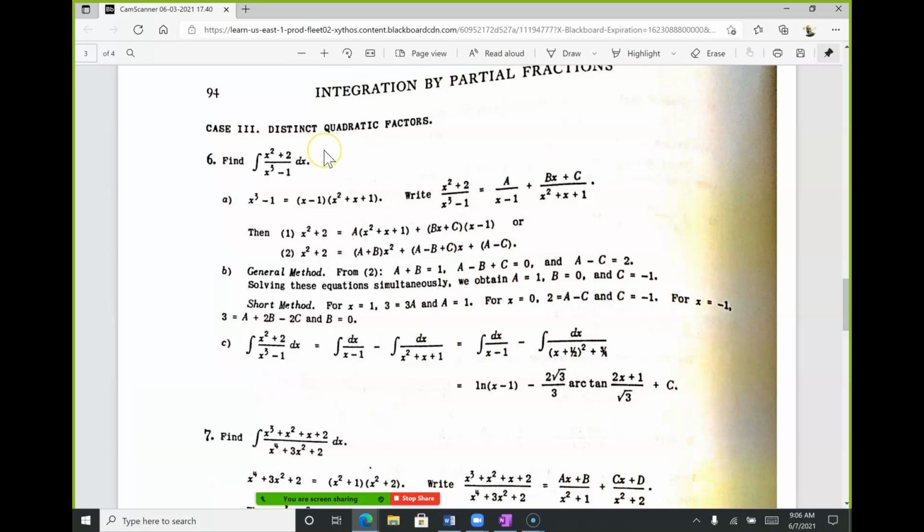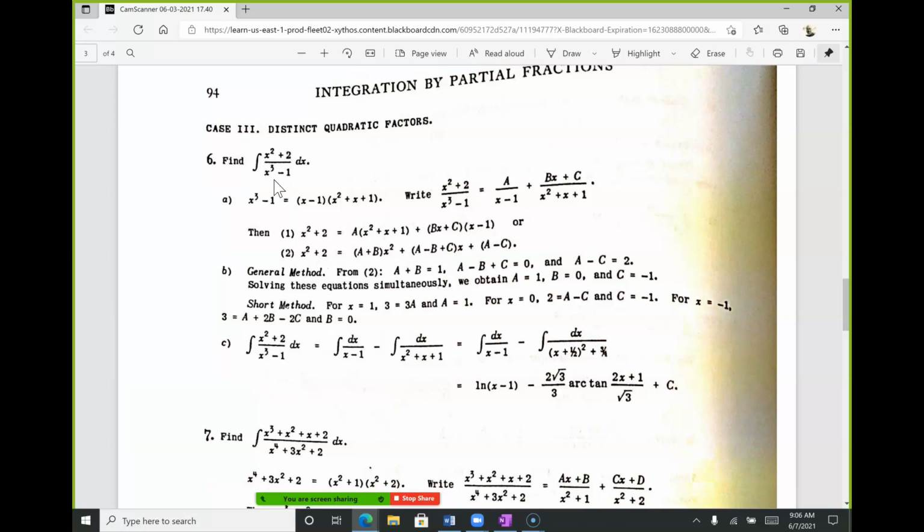unfactorable quadratic factors, right? So here's an x cubed minus 1. That factors into an x minus 1 and an x squared plus x plus 1. And so there it's now factored. So I have a linear factor and a quadratic factor, and that's going to change my choice for the numerator. But again, notice the upstairs power is an x squared, so it's second power. Downstairs is an x cubed, third power. So no need to long divide. But there will be problems where you have to long divide first.